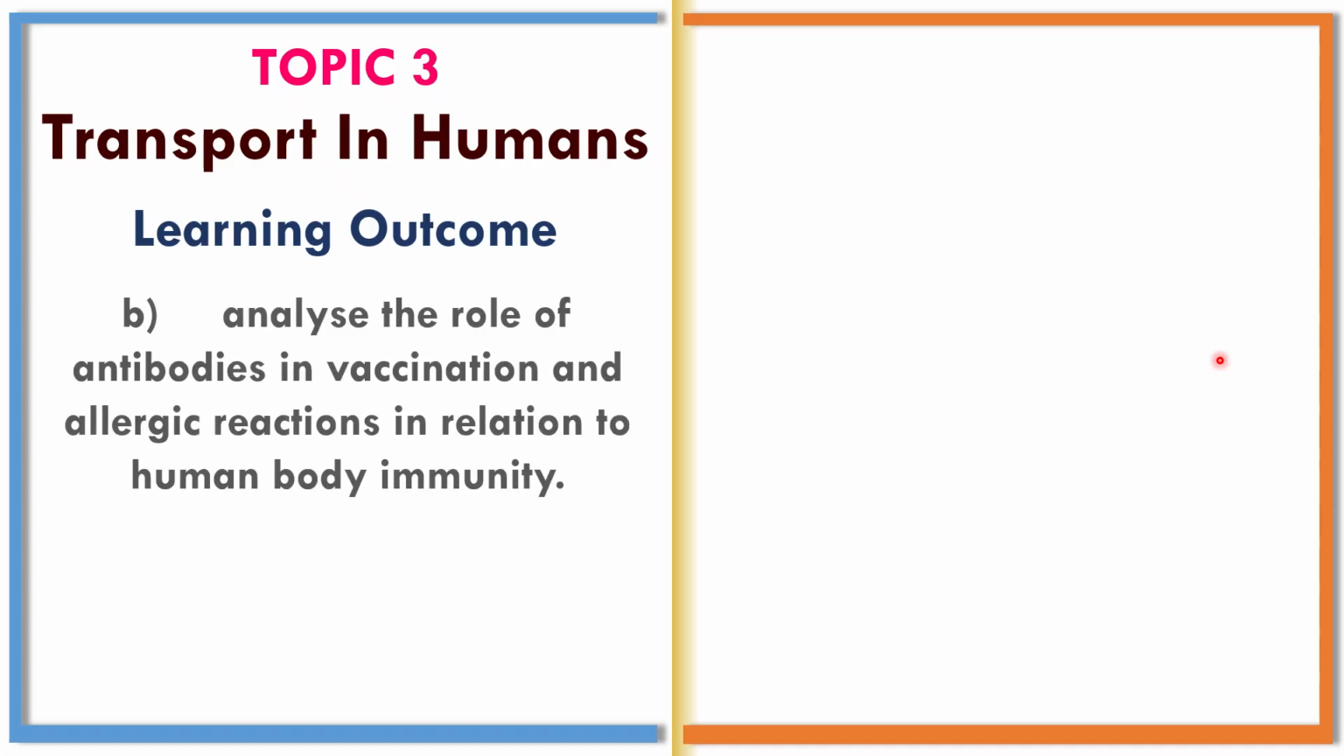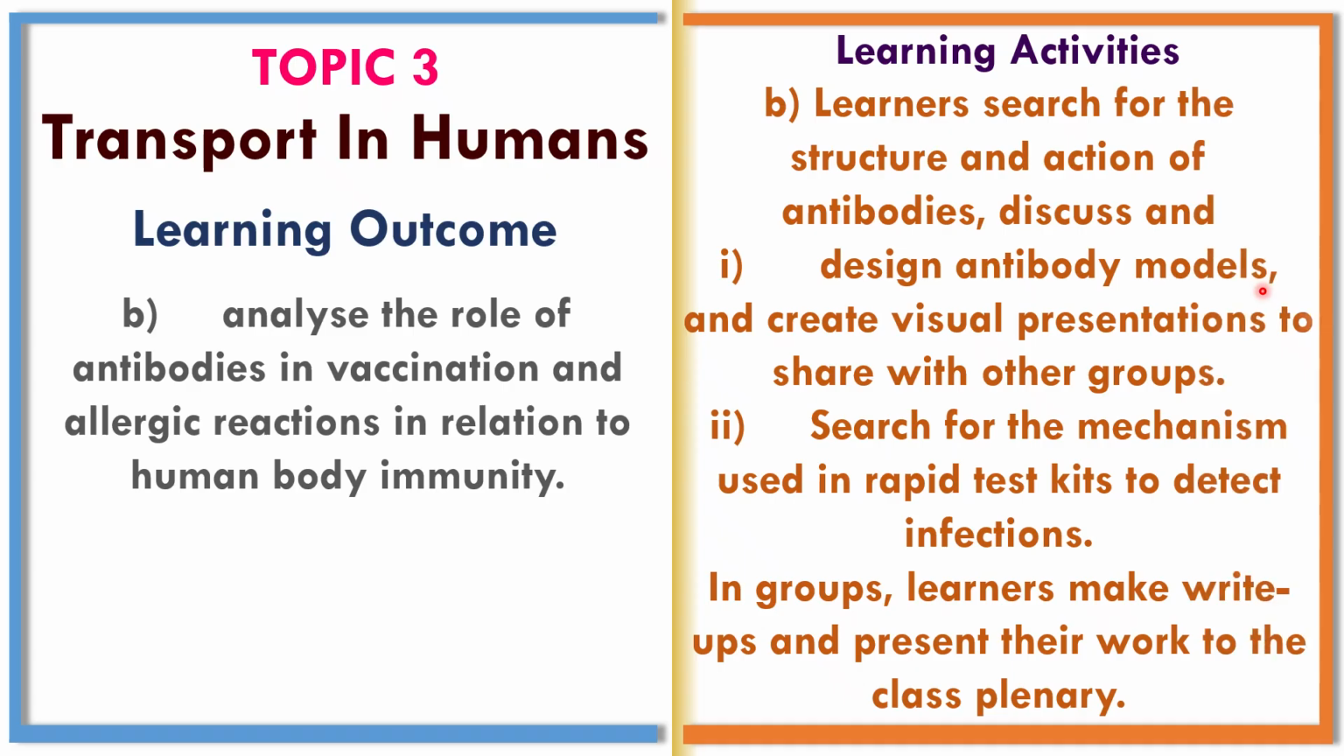We are looking at learning outcome B. Analyze the role of antibodies in vaccination and allergic reactions in relation to human body immunity. We're going to look at learning activity B. Learners search for the structure and the action of antibodies.